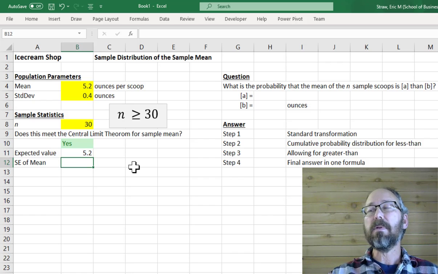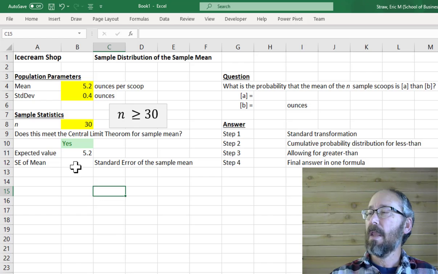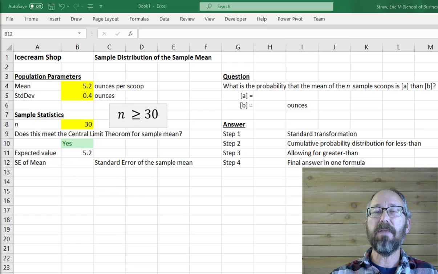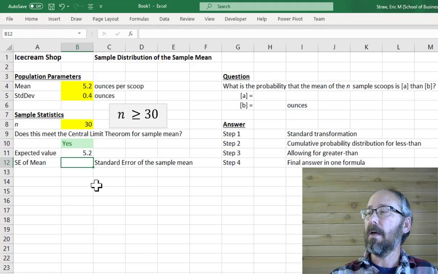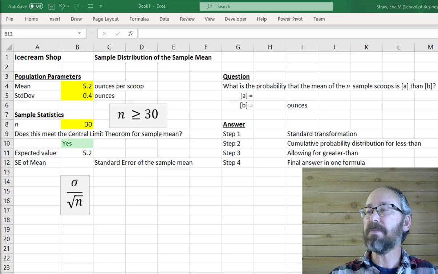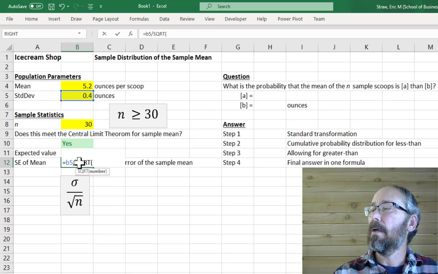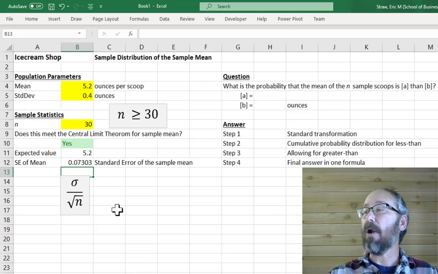And then the standard error of the mean, let's get that in there. The standard error of the mean is calculated by the standard deviation of the population divided by the square root of n. So we have that formula there. Again, we can calculate this. It's very straightforward, not a complex formula. Equals the standard deviation, so that would be B5, divided by the square root of B8. So the standard error of this sample mean is 0.07303.